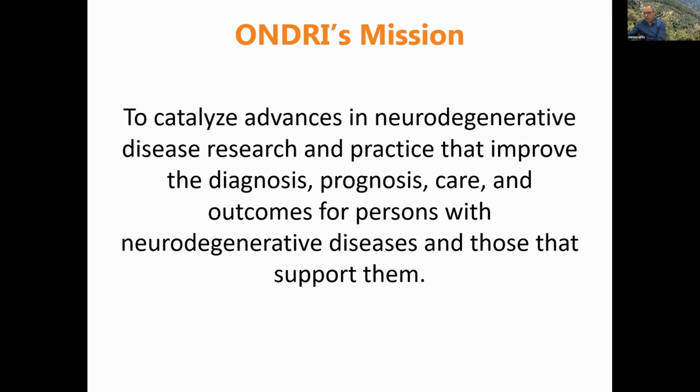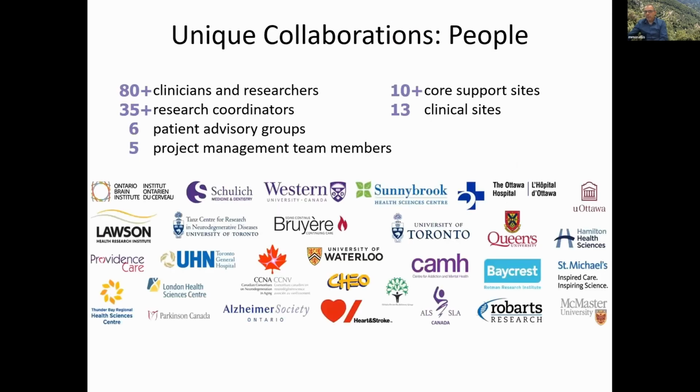So ONDRI's mission statement is to catalyze advances in neurodegenerative disease research and practice that improve the diagnosis, prognosis, care, and outcomes for persons with neurodegenerative diseases and those that support them. ONDRI is a unique collaboration of individuals across the province of Ontario. It includes more than 80 clinicians and researchers, 35 research coordinators, 6 patient advisory groups, 5 project management team members. There are 10 core support sites which support all of our data platform captures, as well as 13 clinical sites for recruitment. And these are just some of them listed here.